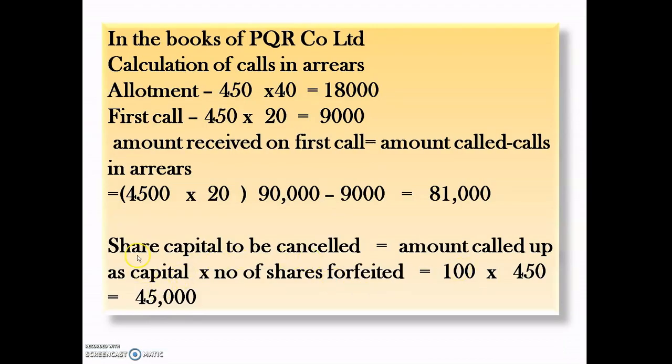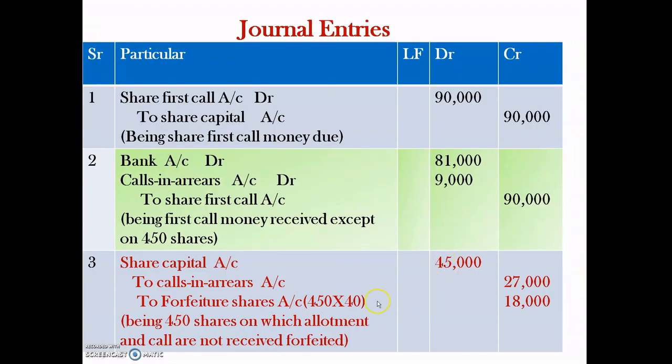We did the working note: share capital to be cancelled, that is 45,000. This amount we have to write here. And to forfeiture of shares account, here we have to write the number of shares forfeited, that is 450, multiplied by the amount received. Amount received is here 40 and it will come 18,000. You can also make the cross verification here. See here, 18,000 plus 27,000, it will come 45,000. So being 450 shares on which allotment and calls are not received forfeited, here the company forfeited 450 shares.